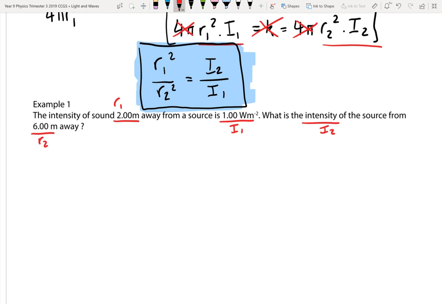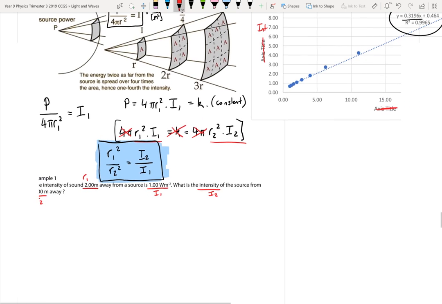Now, we could look at this using the diagram above. We're going from R to 3R. I've tripled my distance. So if I've tripled my distance, then it should be a 1 over 3 squared. We should be getting a ninth of the intensity. And so if I just times 1 by 1/9, that is the answer.